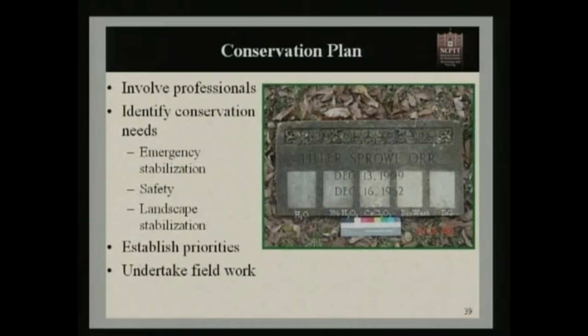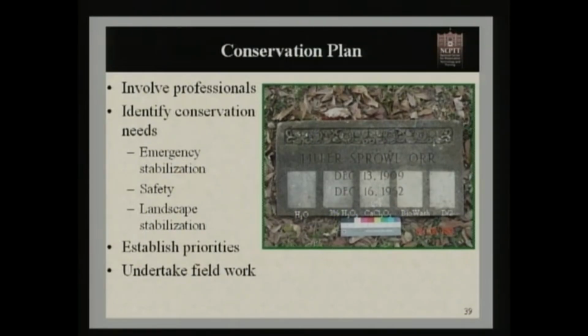Now that we've had our condition survey, let's talk a little bit about the next step, which is the conservation plan. These conservation plans will often involve professionals that you're going to contract from outside. They're going to help identify conservation needs, particularly with issues of things like emergency stabilization of monuments, safety for both you, the worker, and your public, and landscape stabilization. Then you're going to deal with making priorities and then undertaking field work.